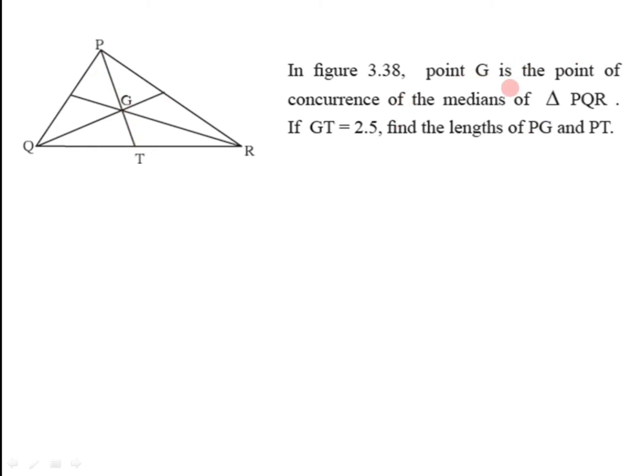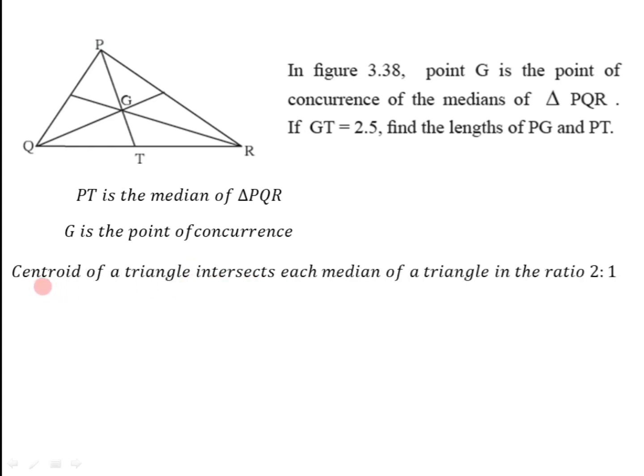Now as it is given that point G is the point of concurrence of the medians of triangle PQR, where segment PT is one of the medians of triangle PQR. And as G is a point of concurrence of medians, it is called as the centroid of a triangle. Because point of concurrence of three medians of a triangle is called as the centroid of a triangle. And we have one property of centroid, that is centroid of a triangle intersects each median of a triangle in the ratio 2:1. Now as here G is the centroid, this point G intersects segment PT, which is the median of triangle PQR, in the ratio 2:1.